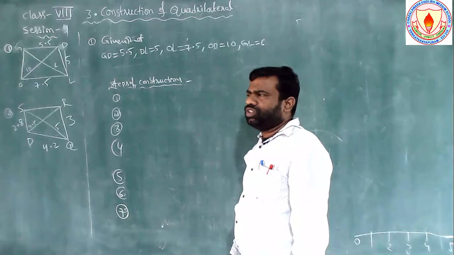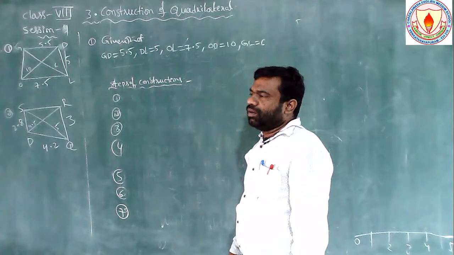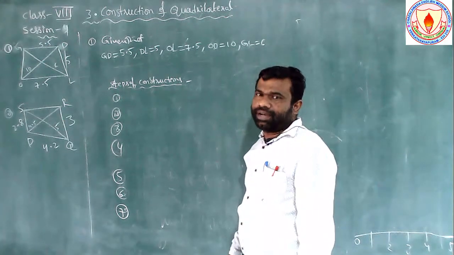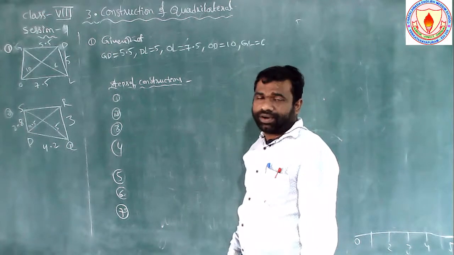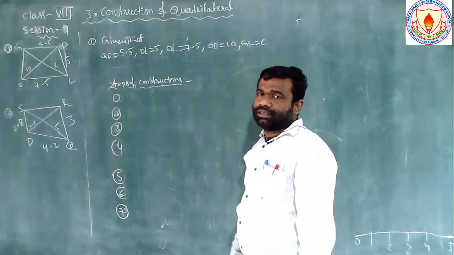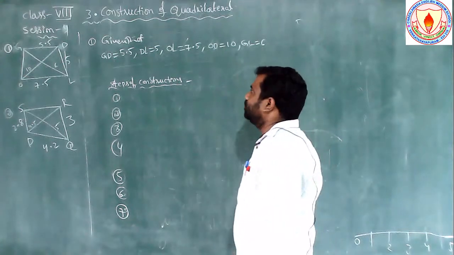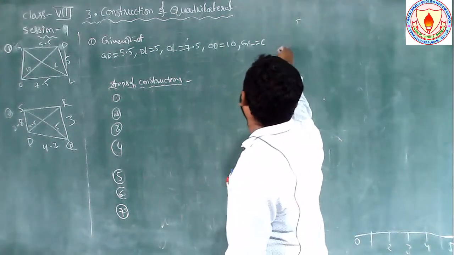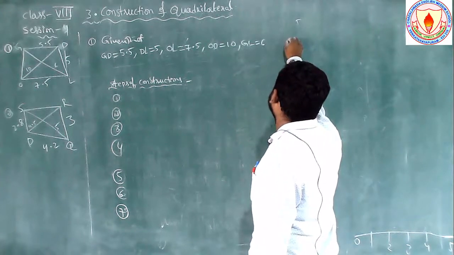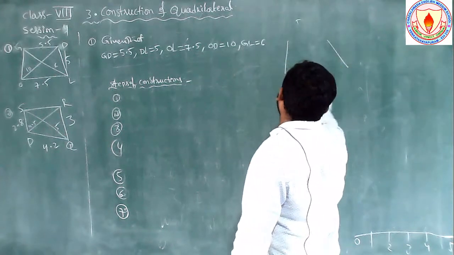we are constructing the quadrilateral. Generally, first of all, you have to write the given information. Second thing is the rough diagram. Draw the rough diagram.